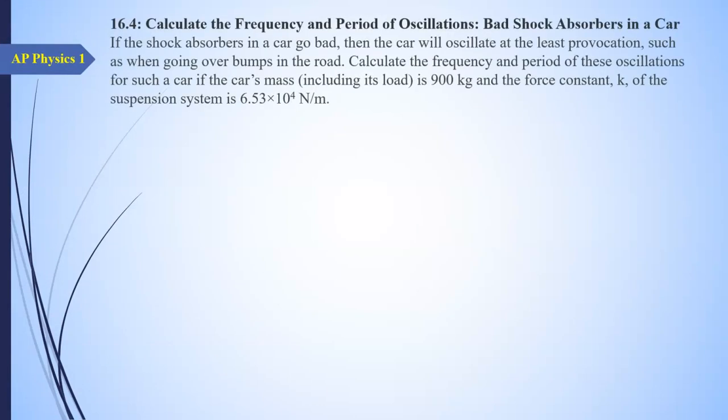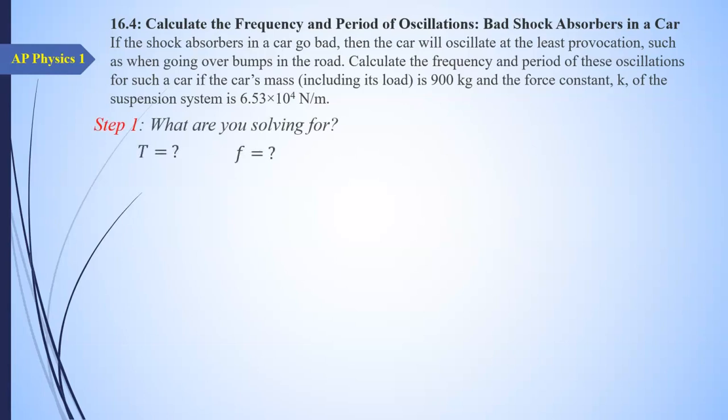Okay, so if the shock absorbers in a car go bad, then the car will oscillate at the least provocation. That means something causing it to bump up and down, such as when going over bumps in a road. Calculate the frequency and period of these oscillations for such a car if the car's mass, including its load, people sitting in it, is 900 kilograms and the force constant k of the suspension system is 6.53 times 10 to the 4th newtons per meter.